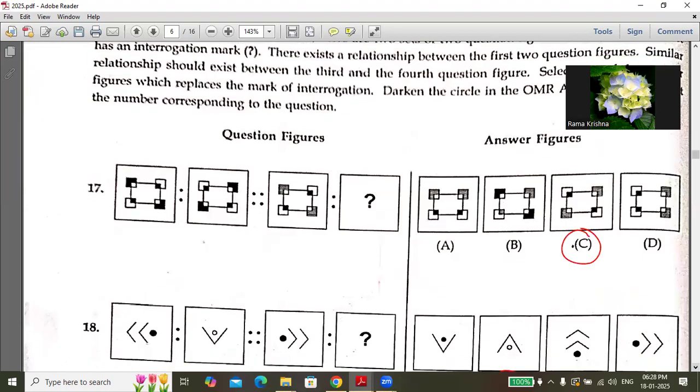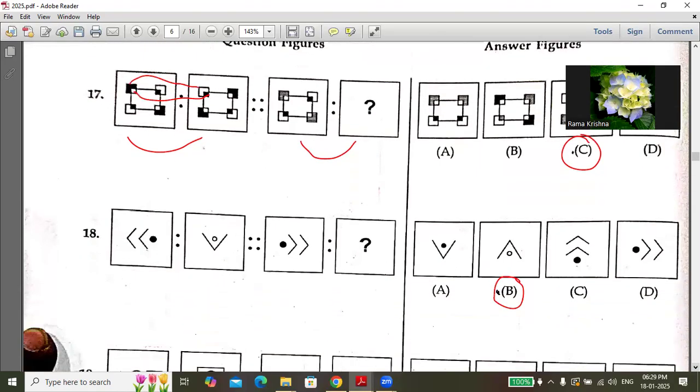Next, this is analogy. So you have to understand the relationship between the first two figures, and establish the same relationship between the third figure and fourth figure. When you observe here, the colored part is becoming empty, and this empty part is becoming colored. So that is the change happening. So here the shaded part should become empty, and this shaded part should become empty. This colored part should become empty, and this empty part should become colored. So when you observe, this change happens only in C. C is the correct answer.